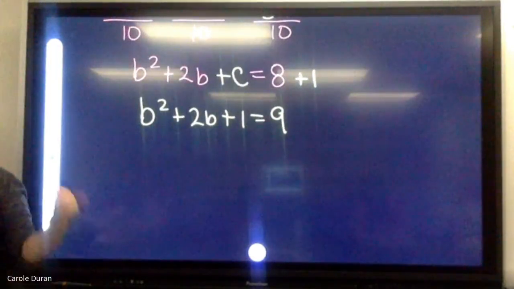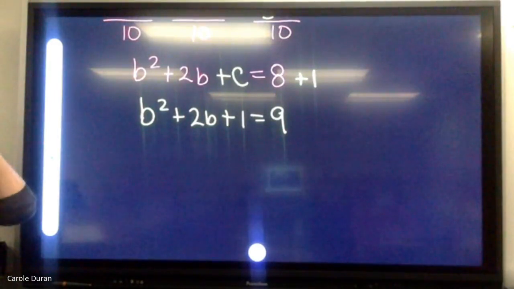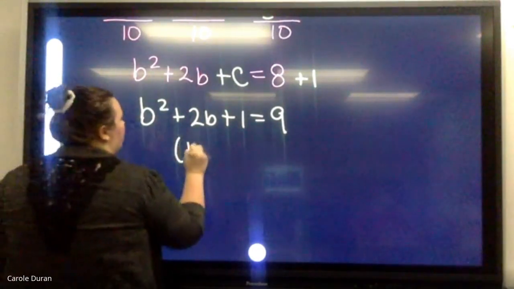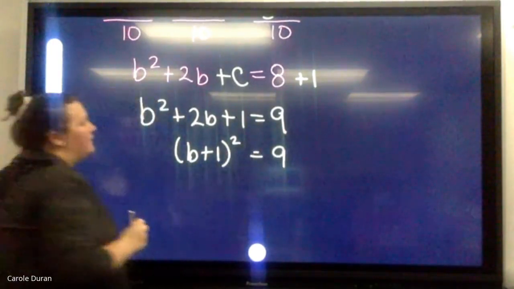I go ahead and I factor my left-hand side. What multiplies together to get 1 and adds to get 2? 1 and 1, which I'm just going to write as b plus 1 squared, and then equals 9.